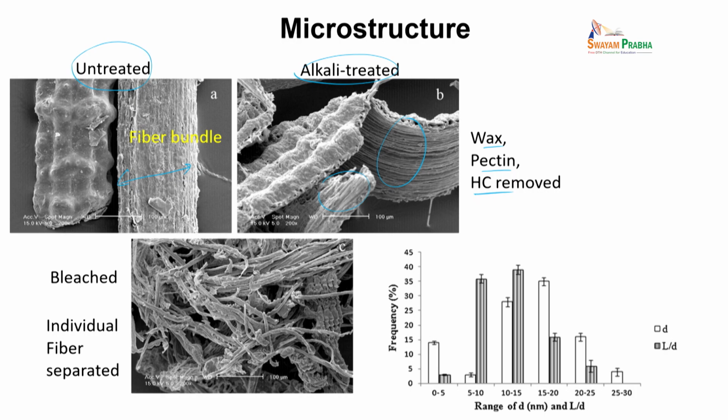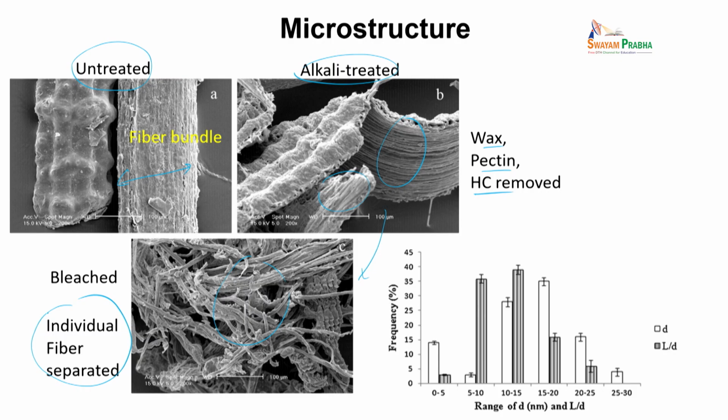Okay, because you have removed your hemicellulose. Once you bleach it, the fibers are held together with the lignin. So once the lignin is removed by the bleaching process, you see that all the fibers are now disentangled, and individual fibers can be seen. Okay, so individual fibers are now separated.